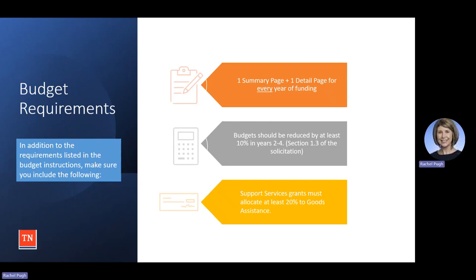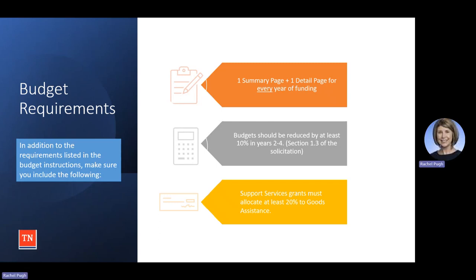All right, and so with the budget requirements, we just went over that there's one summary page and one detail page for every year of funding. So for most of you, your contracts will start on April 1st of 2024. So that means you will have a summary page and a detail page for FY24, FY25, FY26, and FY27. So that will be 8 pages in total that will make up your budget.